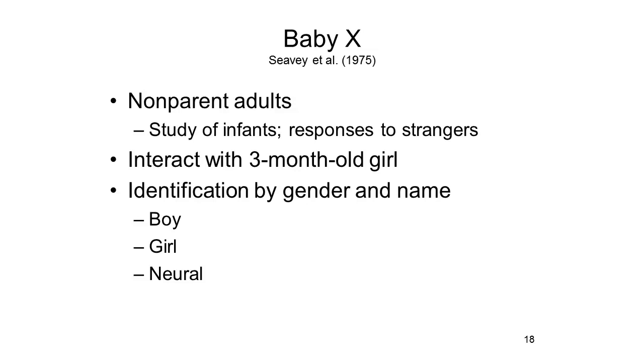In the first study, the infant was in fact a 3-month-old girl, but the adults, who were actually university graduate students, were told that the child was either a girl or a boy or were given no information. The point of the study was to see how the identification of the child by gender and name would affect the behavior of the adults.